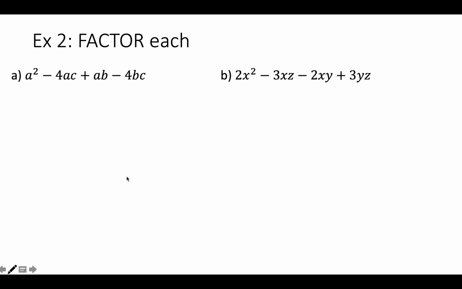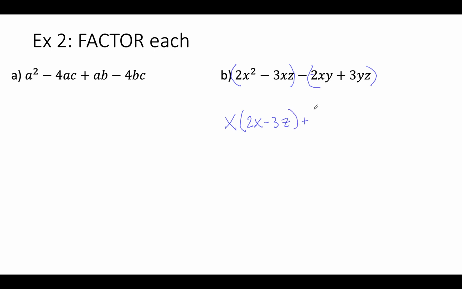So here's letter B. So again, nothing that all 4 have in common. So there's no GCF, but it does have 4 terms. So we can group. So these 2 have an x in common. When I take that out, I'm left with 2x minus 3z. And then I'm going to write plus.